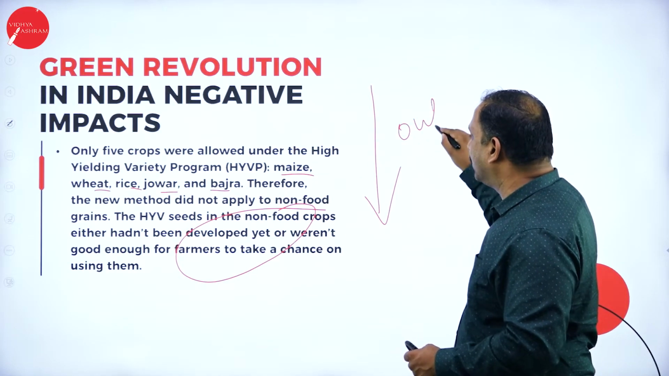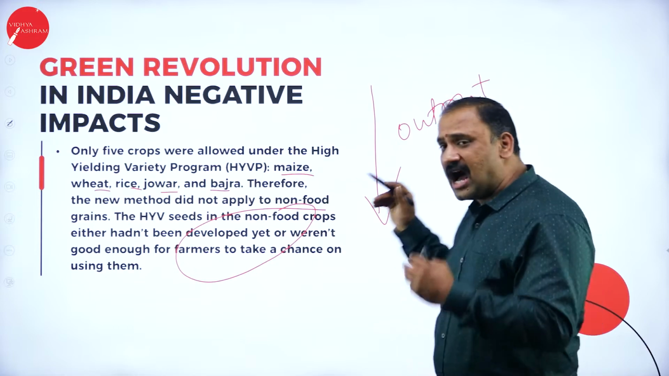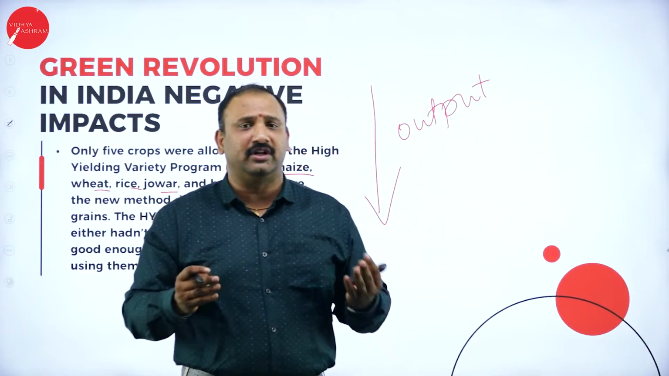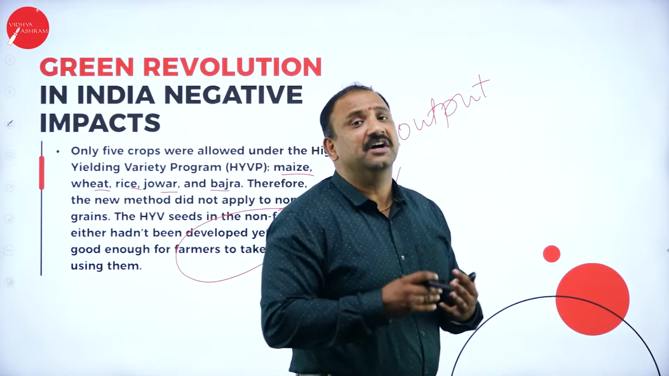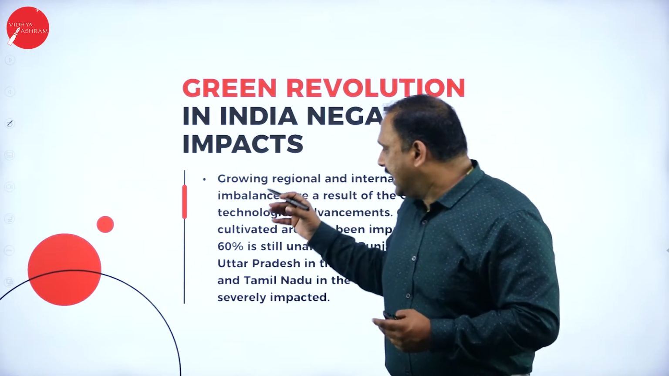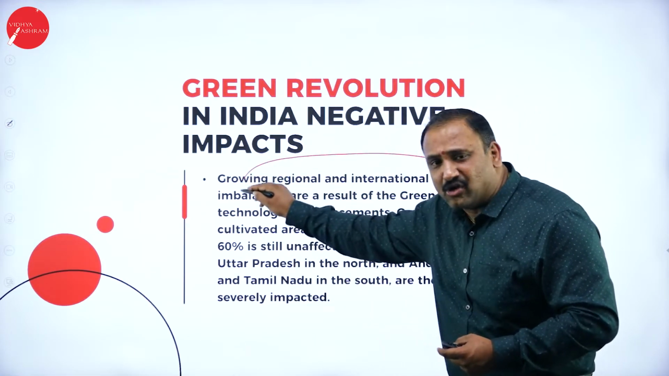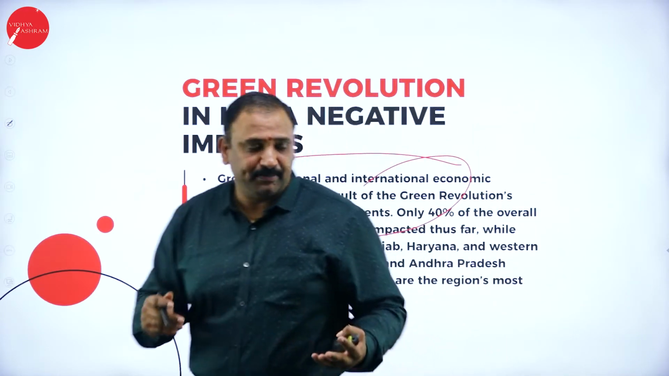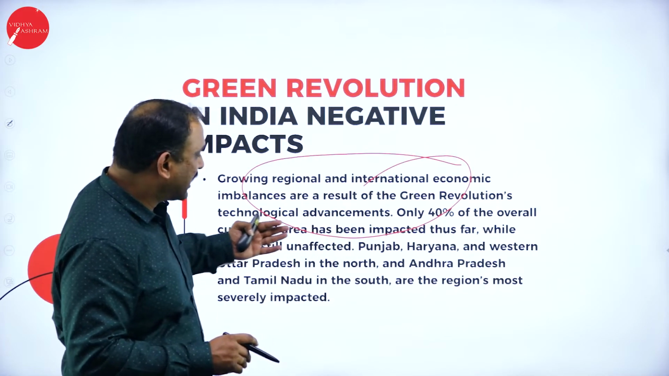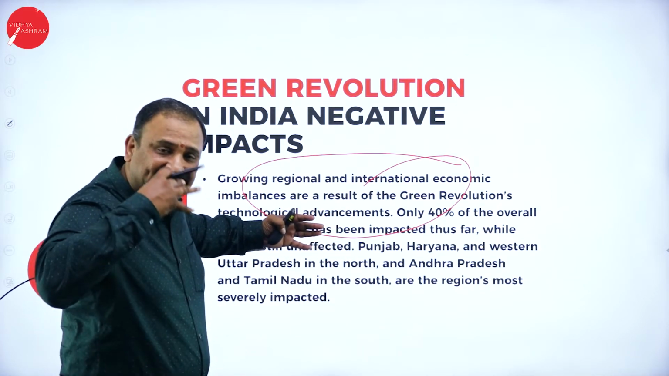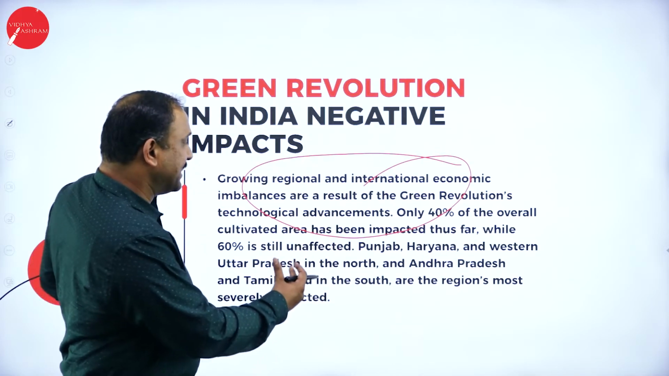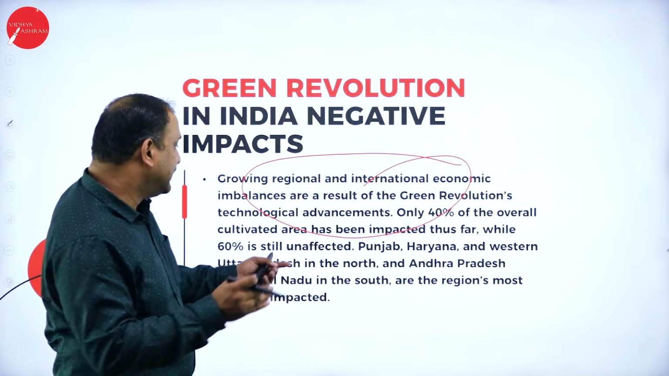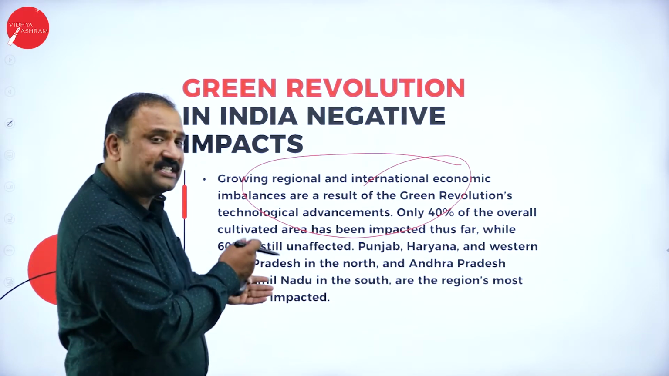So it is very, very important for us to understand that when the output from a particular sector comes down and the other sector goes up, then it becomes a neutral stand altogether. We are not able to see a complete growth. And the growing regional and international economic imbalances were a result of the Green Revolution and technological advances. The reason is that only 40% of the cultivated area was impacted, whereas 60% of the area remains the same. Again, Punjab, Haryana, Uttar Pradesh and those places benefited, and Andhra Pradesh, Tamil Nadu and the southern region were severely impacted.